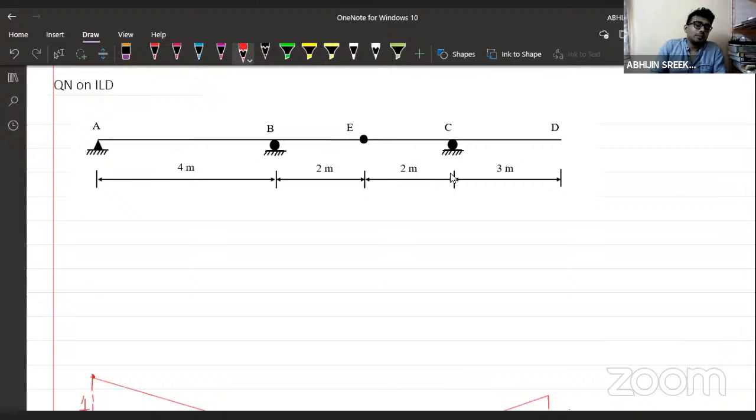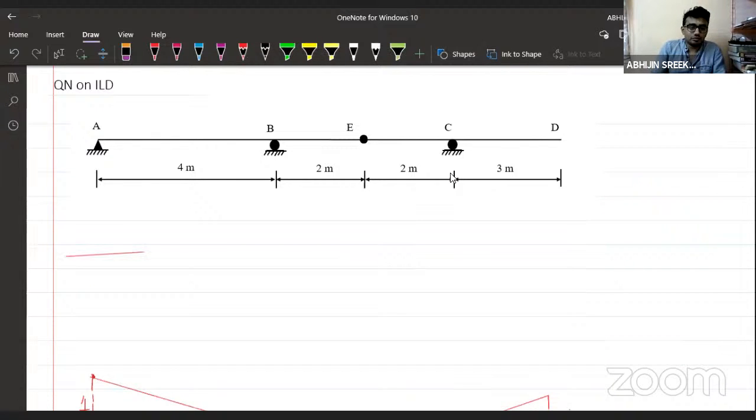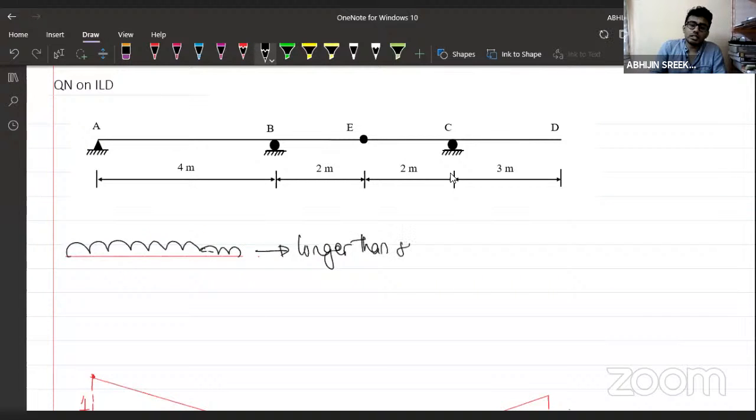Suppose there is a load acting here. There is a UDL. I am telling you that this UDL is longer than the span. Let us say the intensity of the UDL is around 10 kilonewton per meter.